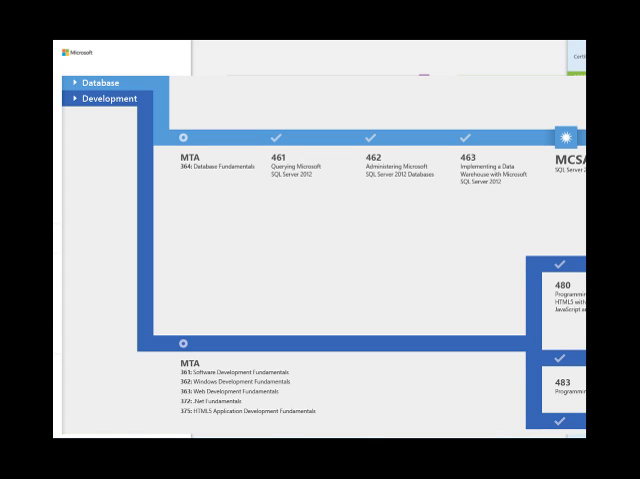And then again, at the end of the program, they should be ready for over here, like this 480 exam, which is programming with HTML5 and JavaScript, which represents the skill set required to provide those responsive mobile applications. And I'll show you that here in a minute. So that's a real critical skill right now in high demand.